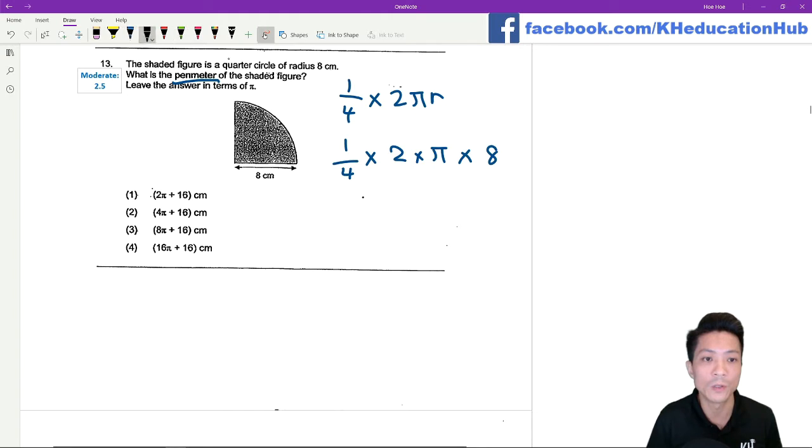We can reduce the 4 with the 8, which means that this is gonna give me 4 pi. This 4 pi is the arc over here. So this is 4 pi. Remember to add in these 2 here, which is 16. So the answer is 4 pi plus 16. Number 2.